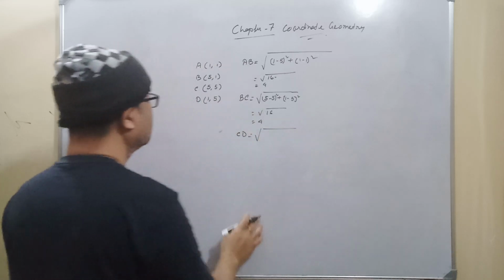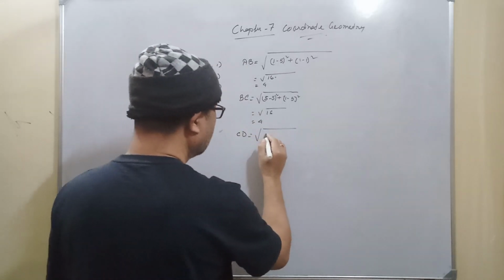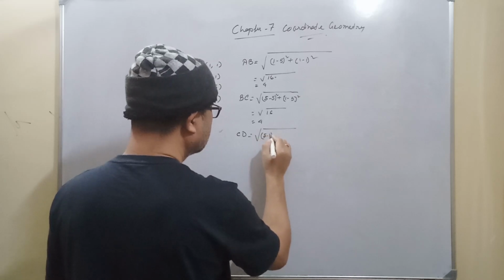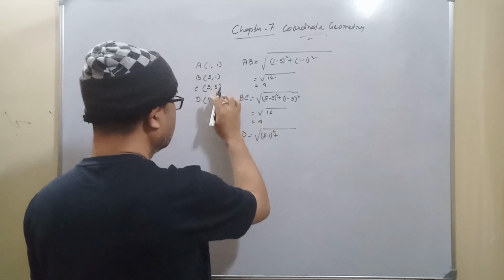Then CD. What is the distance between CD? C is (5, 5), D is (1, 5): (5 minus 1) square, (5 minus 5).